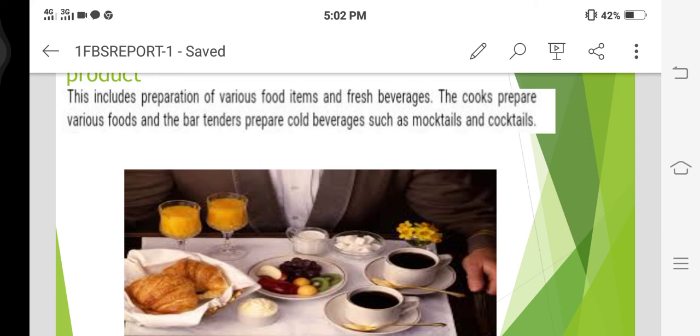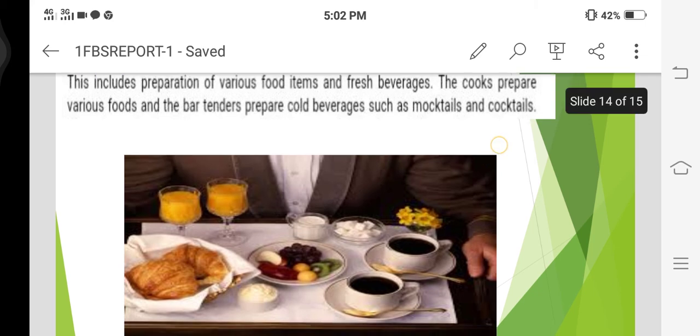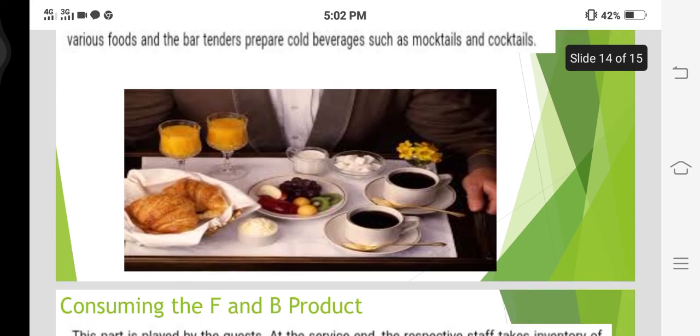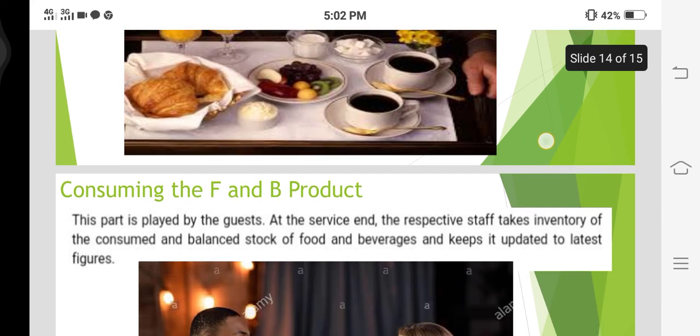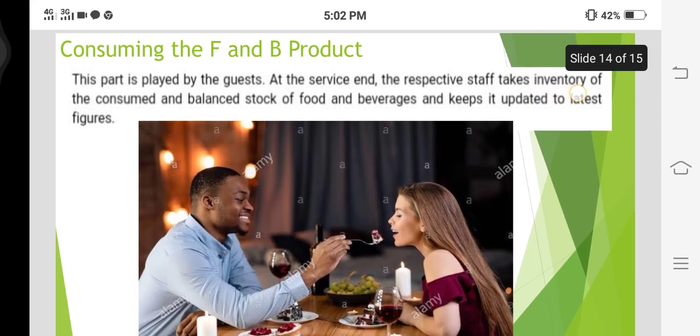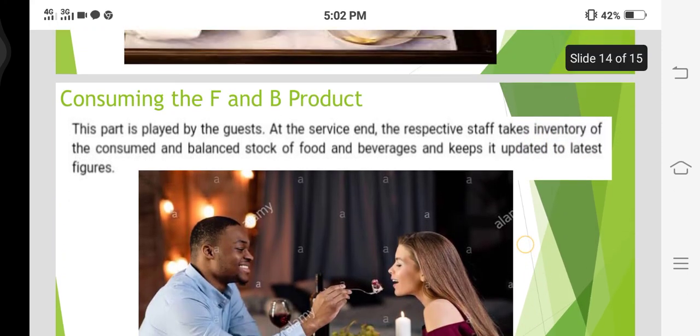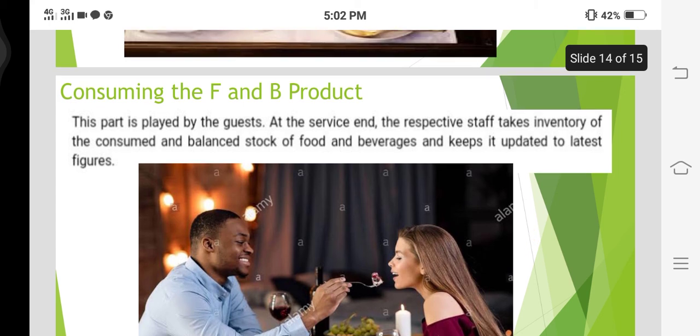For example, in the bar, it depends on how they serve or present the food, whether in a creative way, or for bars, they freestyle. That is to amaze the customers. Lastly is consuming the F&B product. This part is played by the guest at the service end. Respective staff takes inventory of consumed and balanced stock of food and beverages and keeps it updated to latest figures.